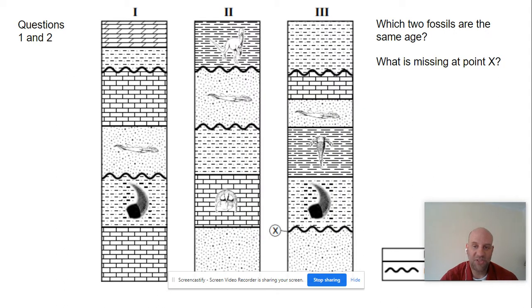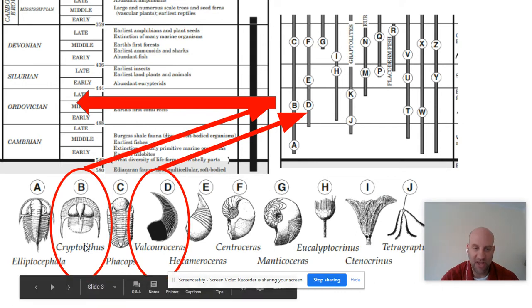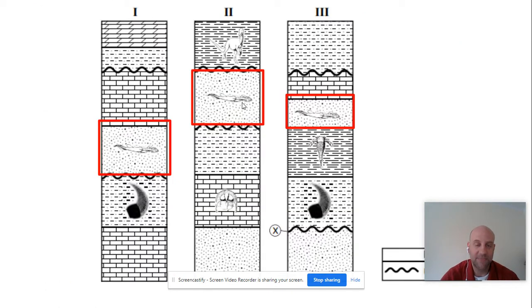For questions 1 and 2, we had the same diagram with 3 outcrops. The first one was asking which 2 fossils are the same age. To resolve that one, we are going to go to pages 8 and 9 of the reference table. We're going to see that fossil letter B, Cryptolithus, and fossil letter D, Valacoceras, are both from the Ordovician time period. I want you to remember those two because we are going to see them again.